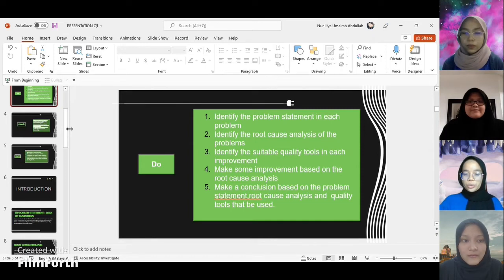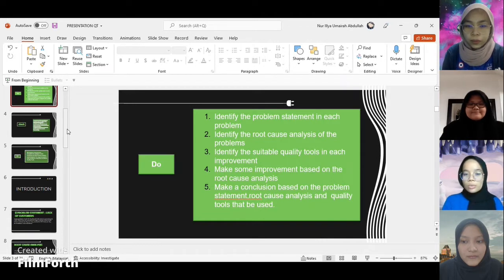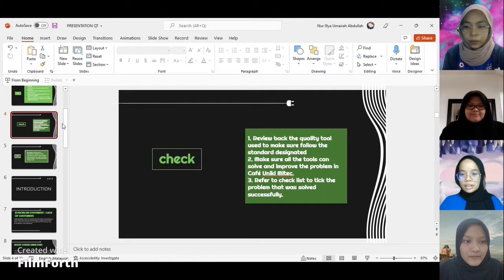Okay, for the do, we will identify the problem statement in each problem. The next one, we will identify the root cause analysis and also the suitable quality tools in each improvement. Then we will make some improvements based on the root cause analysis. And the last one, we'll make a conclusion based on the problem statement, root cause analysis, and quality tools that we use. Next one will be Ilya.